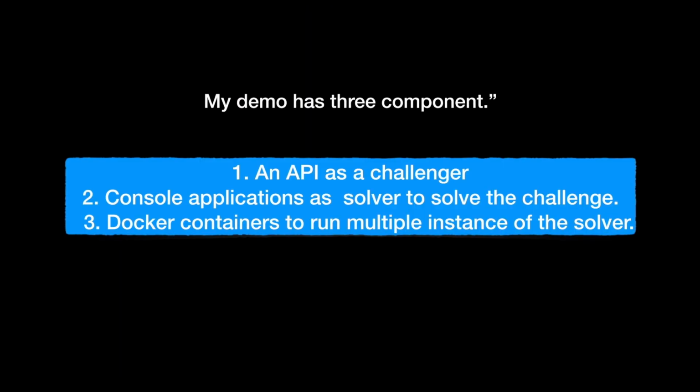So my demo has three components: an API, a console application, and Docker containers. My API is working as a challenger, my console application is working as a solver, and my Docker containers are working as instances of the solver. When the API gives a challenge, a hash of any random number between 1 and 10,100,000, my console application starts solving it. I have made multiple Docker containers with the help of the same console application.